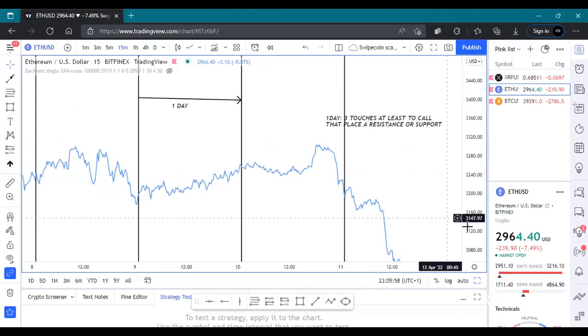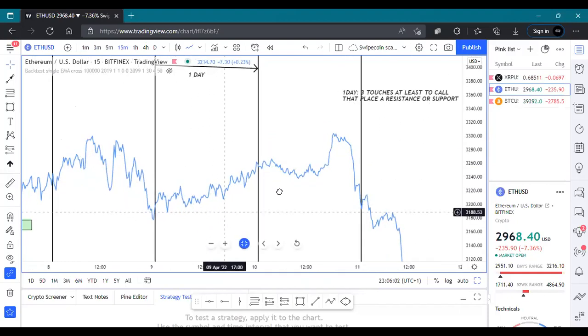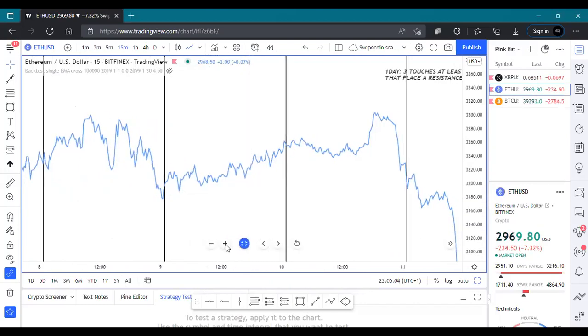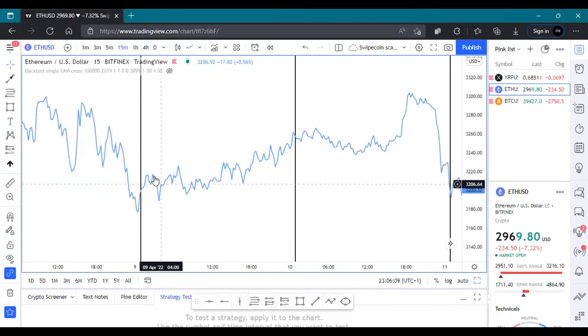So now if I wanted to look for a support or a resistance around here, all I'm looking for is 3 bounces around the same place. So let's count bounces. This is 1 bounce, this is 2 bounces, 3 bounces, there's even 4. You can see that there are bounces around there.